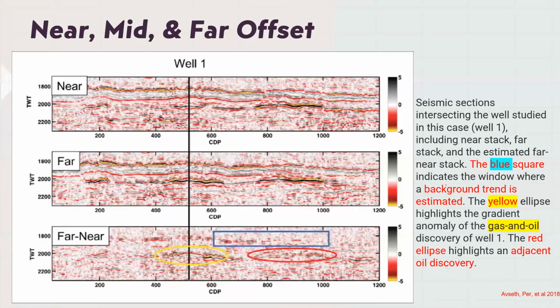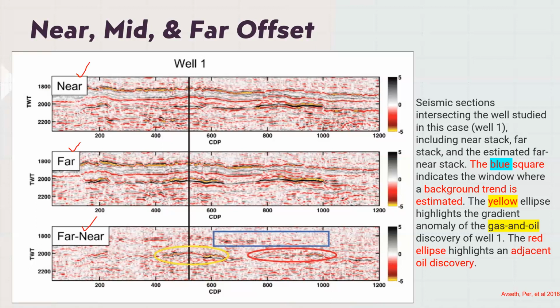And this is another beautiful example. Over here you can see two angle stacks, where on the top is the near angle. This one is near and this is far. And this is the difference, far minus near, just to verify whether there is a difference or an amplitude rise or not.